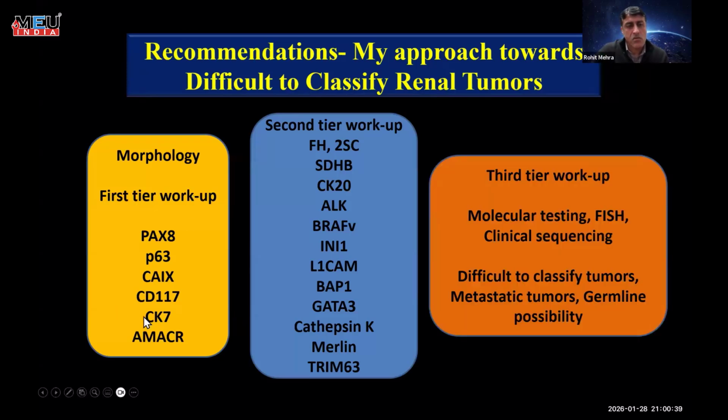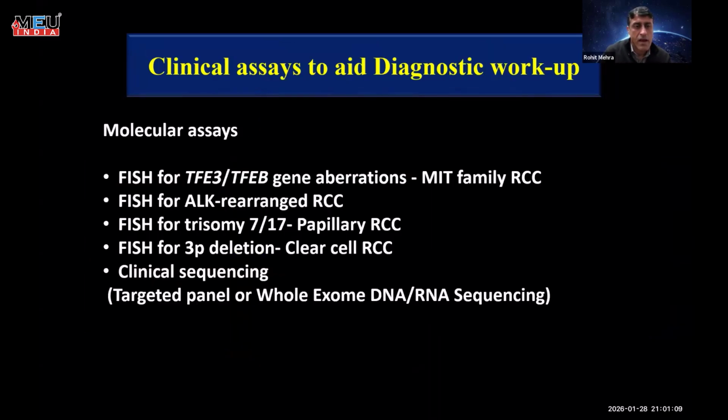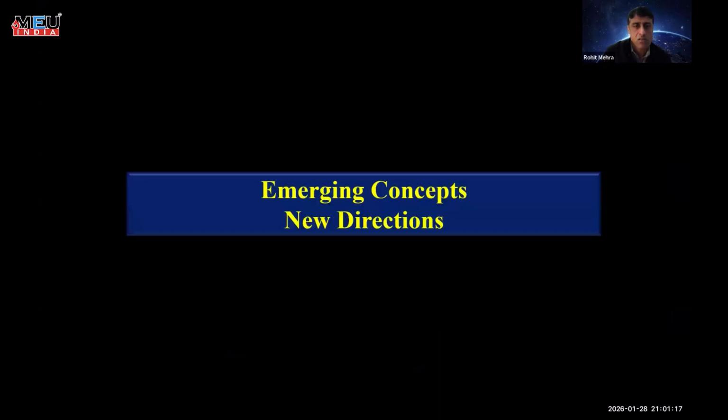When I have a challenging renal tumor, this is my first tier workup always, followed by biomarkers I have within the second tier workup. And then I resort to molecular testing when there is a difficult to classify tumor, especially when it is advanced, locally advanced in nature, or it already has a metastatic phenotype, or there is a germline hereditary annotation. And these are specifically the instances I highly recommend molecular testing, which could include FISH, RNA, or clinical next generation sequencing. And I think these are the different clinical molecular assays available, which includes FISH assays as well as next generation sequencing based technologies.